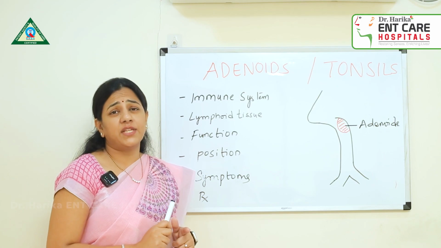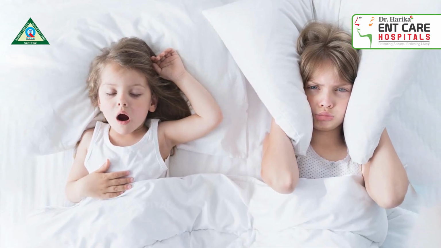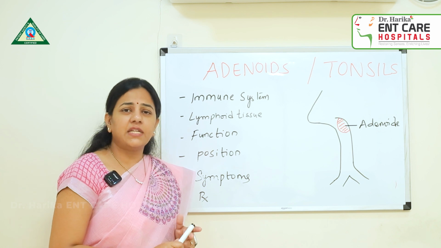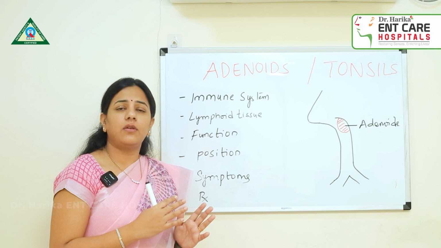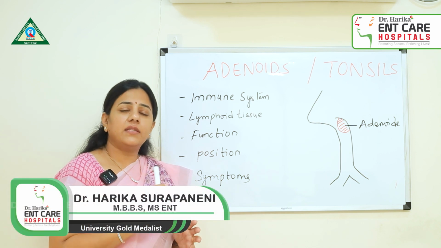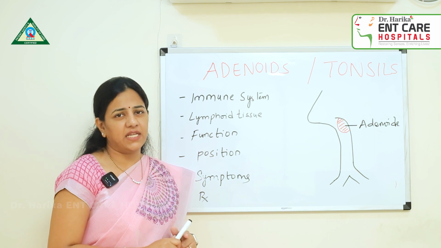Coming to adenoids, when the child is continuously snoring and has difficulty in breathing and mouth breathing every time, if these symptoms are there for a long period of time, then these adenoids have to be removed. This surgery is called adenoidectomy.